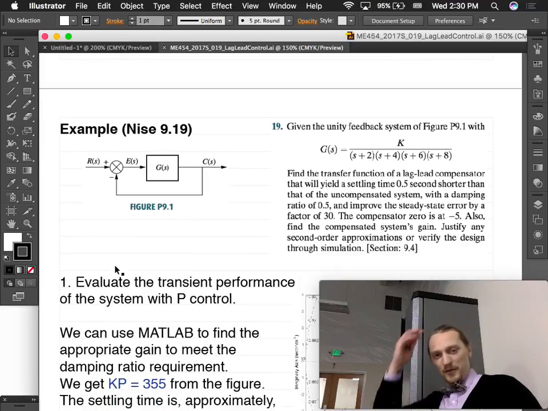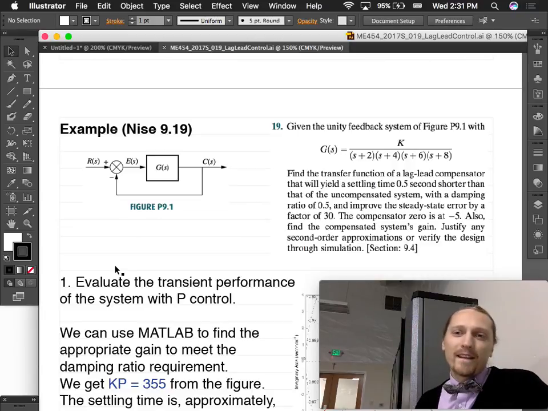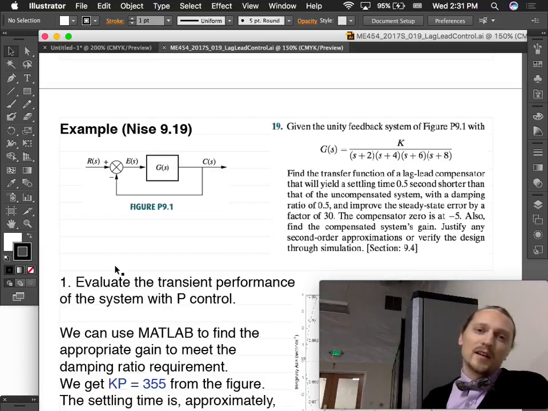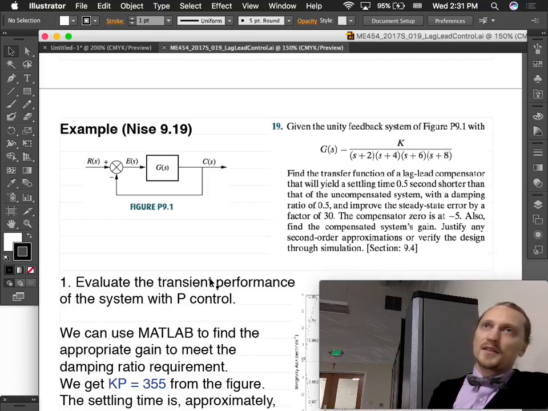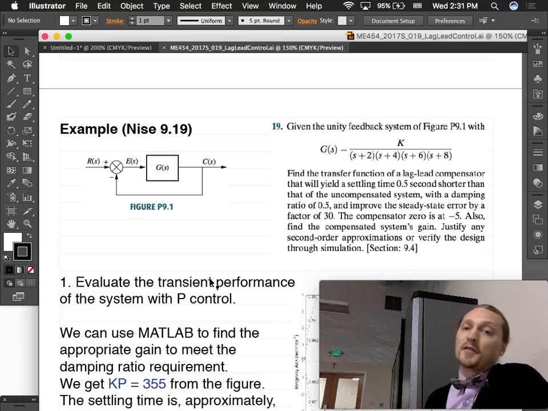So let's do this problem from Nise. Given the unity feedback system here, find the transfer function of a lag lead compensator that will yield a settling time of 1/2 of a second shorter than that of the uncompensated system, with a damping ratio of 0.5, and improve the steady state error by a factor of 30. So with lag compensation, we're not talking about going from finite steady state error to 0 steady state error. We're talking about reducing it by some factor. Okay, so we want to reduce it by a factor of 30.